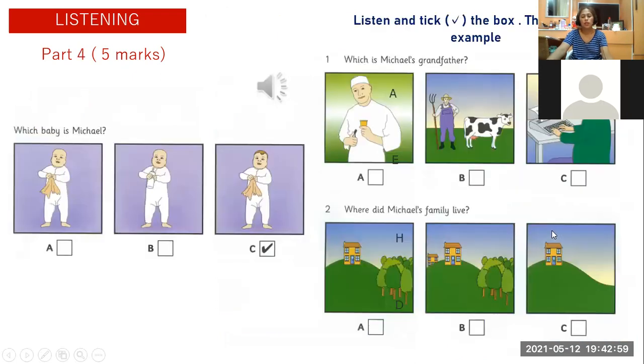Okay, very good. So now, Lily, please listen and check the box about this. Which is Michael's grandfather and which is Michael's family? Okay. Part 4. Listen and look. There is one example. Which baby is Michael?